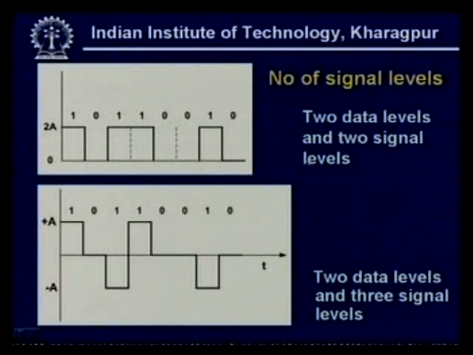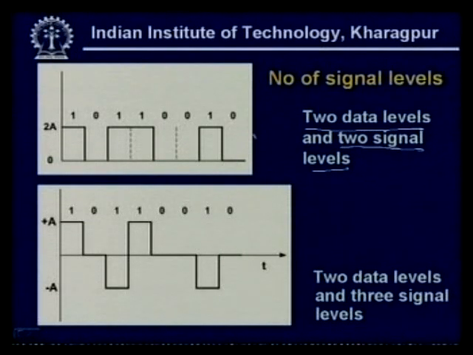For example, as shown here, your data has 2 levels, 0 and 1, and the signal also has 2 levels. One is 0 volt, one is 2A volt. That means 2A is one amplitude and 0 is the other amplitude. So, it has 2 different levels. Here, 2 data levels and 2 signal levels.